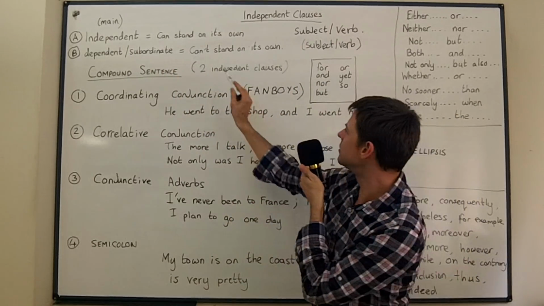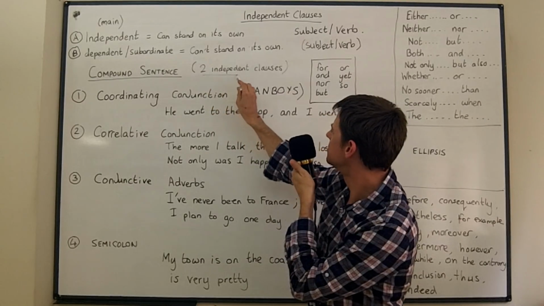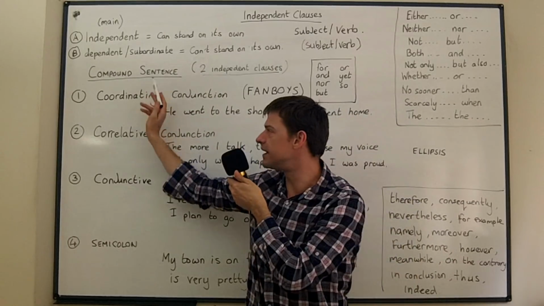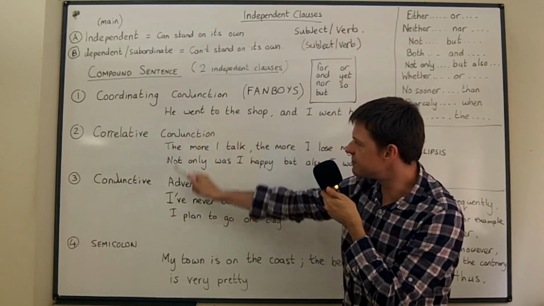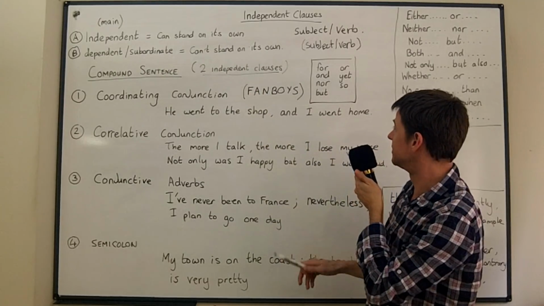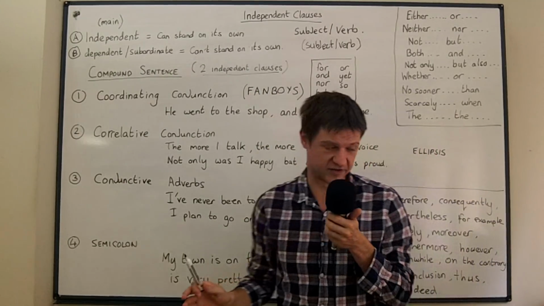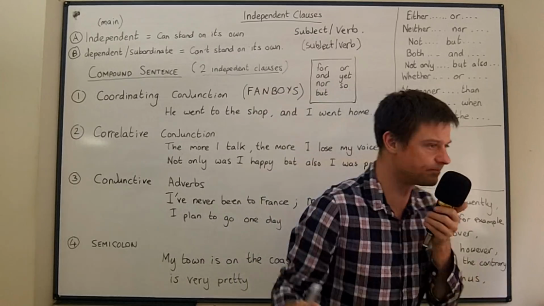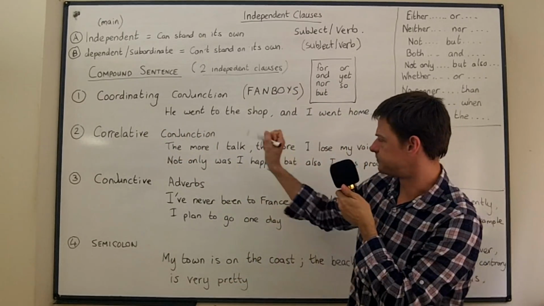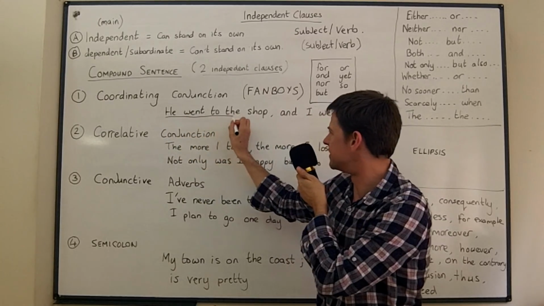In this class, I just want to look at how we join two independent clauses, and we call this a compound sentence. Now, there are four ways we can join two independent clauses, so we're not going to talk about dependent clauses. Now, number one, I've spoken about before. It's a coordinating conjunction.